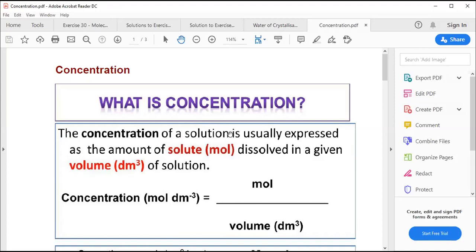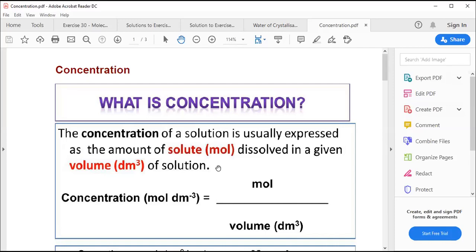What is concentration? It is the amount of solute dissolved in a given volume of solution. Amount of solute. What is solute? There's solute, then there's solvent. It is the amount of solute dissolved in a given volume of solution.